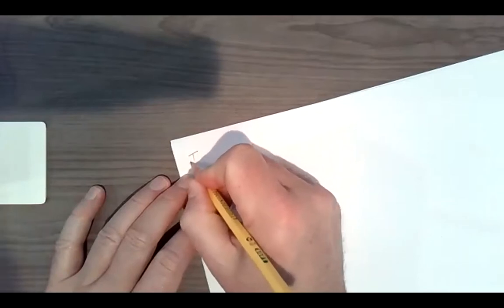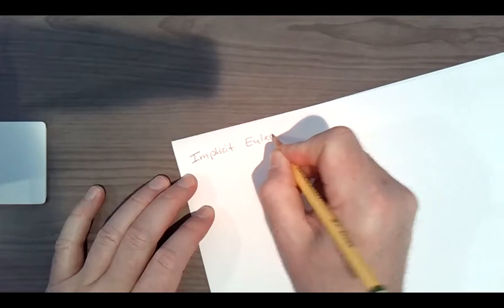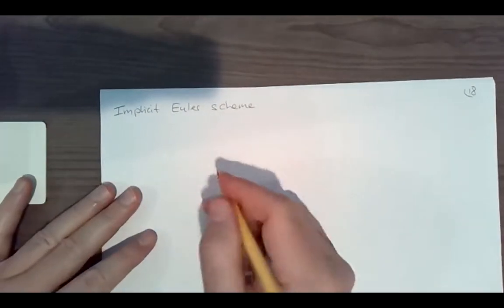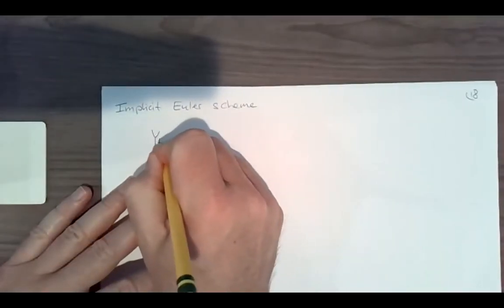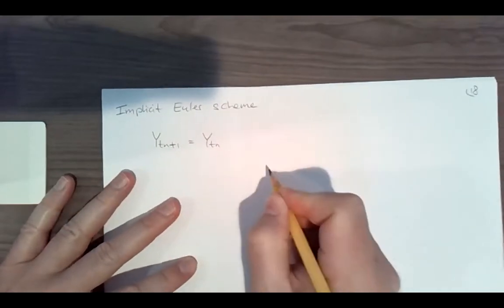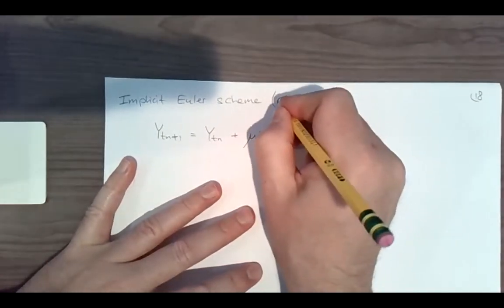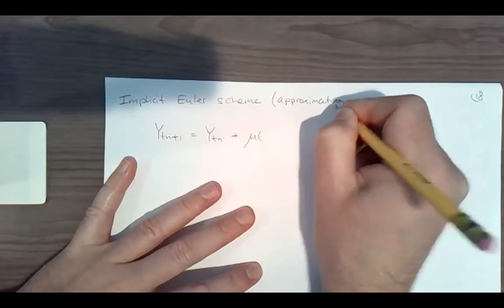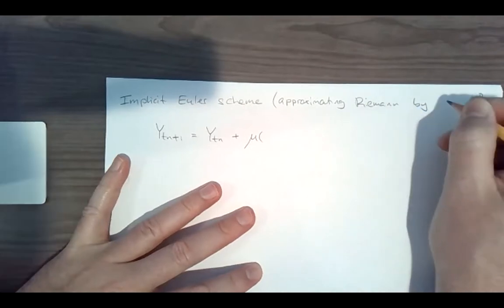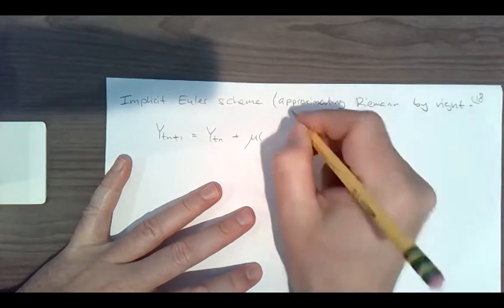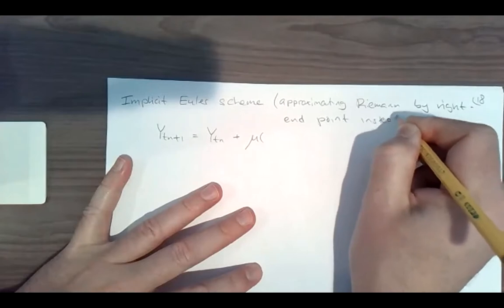Okay, let's have a look at the implicit Euler scheme. Page 117, 118. So the implicit Euler scheme: when we wrote down y at t_{n+1}, we would have the previous value, but then instead of evaluating at the left endpoint, this is basically just approximating Riemann integrals by the right endpoint instead of the left.